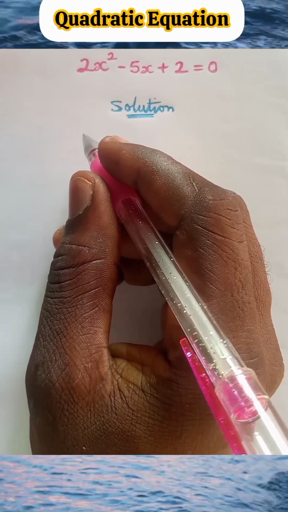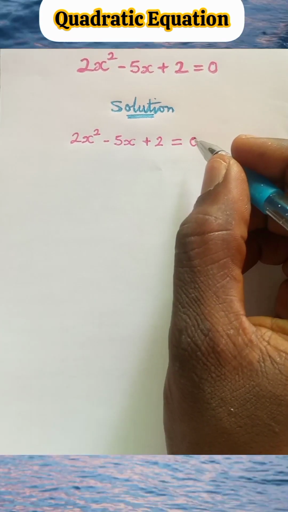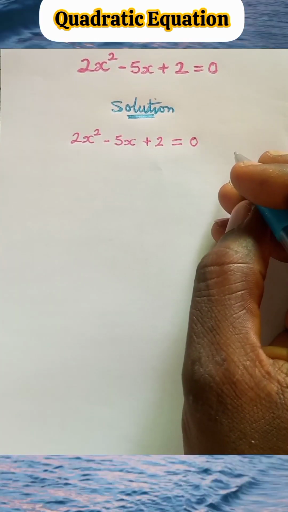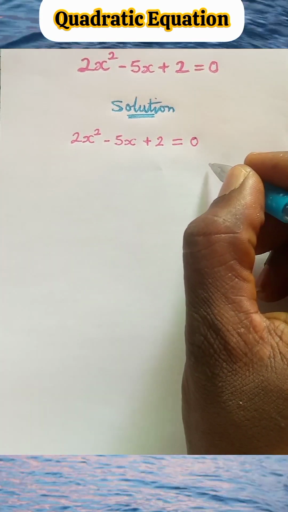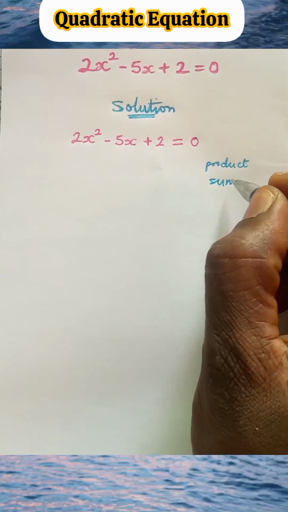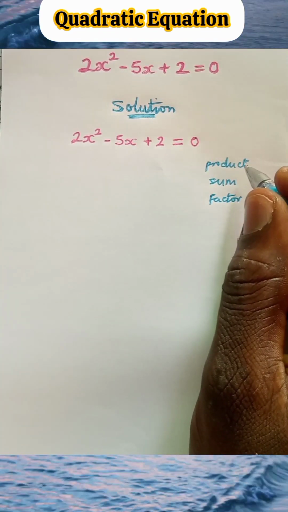Quadratic equation by factorization method. We have the question here. To solve a quadratic equation by factorization method, there are three terms you must understand, and these are 1. Product, 2. Sum, and 3. Factors. Let us start with product.